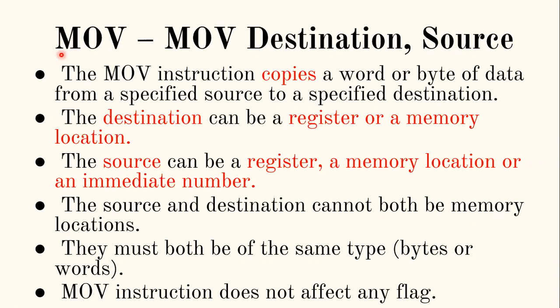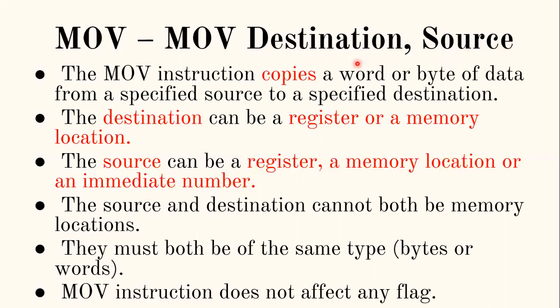Move instruction. MOV is the opcode for the move instruction. The format of the move instruction is destination, source. This move instruction basically copies a word or a byte, that is the operand present in the source, to the destination. Now the source can be an immediate number or a register or a memory location specifying the operand, and the destination can be a register or a memory location.